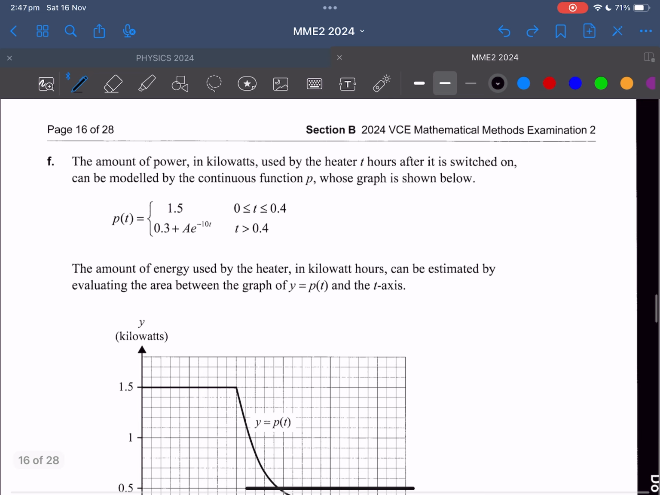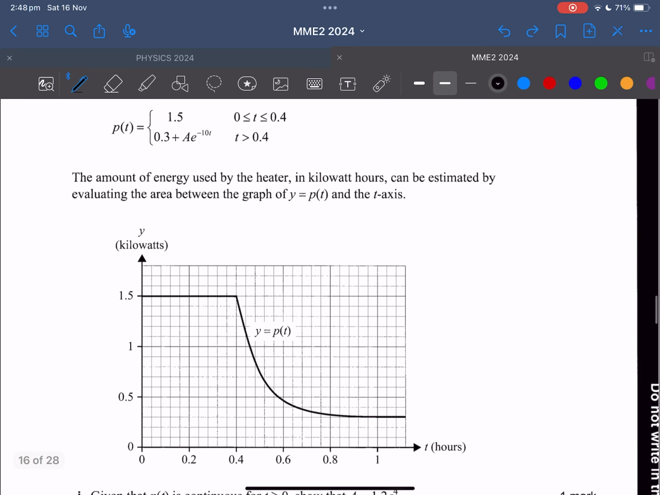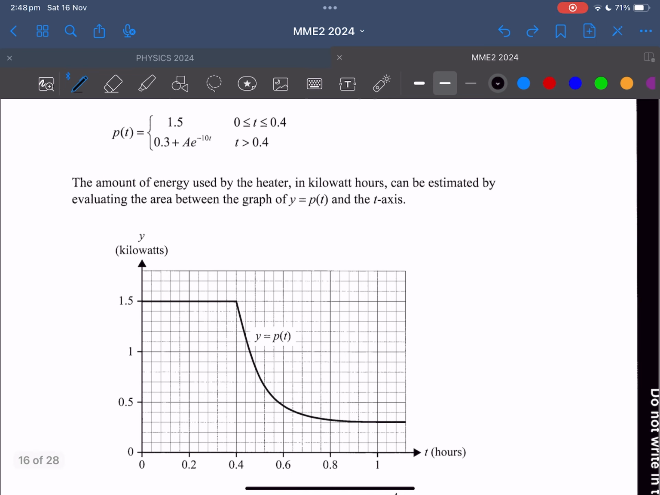So the amount of power in kilowatts used by a heater t hours after it is switched on can be modeled by continuous function P, whose graph is shown below. The amount of energy used by the heater in kilowatts can be estimated by evaluating the area between the graph and the t-axis. So the area under the graph will give us the amount of energy used.